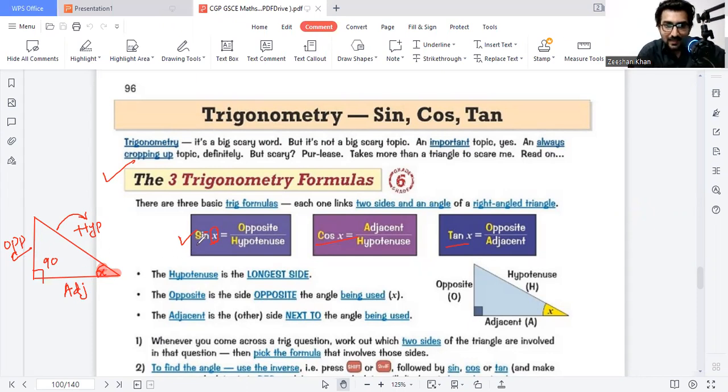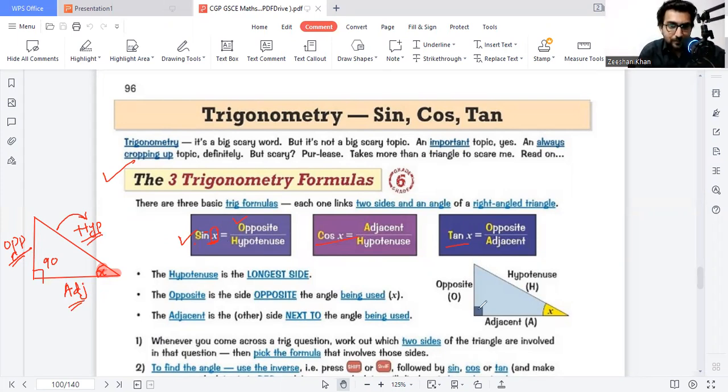Now you can write sine theta. So sine x, where x is this angle, is equal to opposite, which is this one, divided by hypotenuse. This is the formula of sine x. Cos x is equal to adjacent divided by hypotenuse, and tangent is equal to opposite by adjacent.